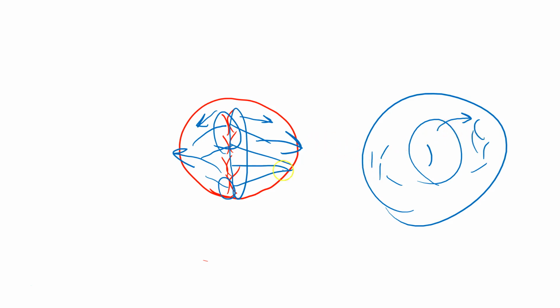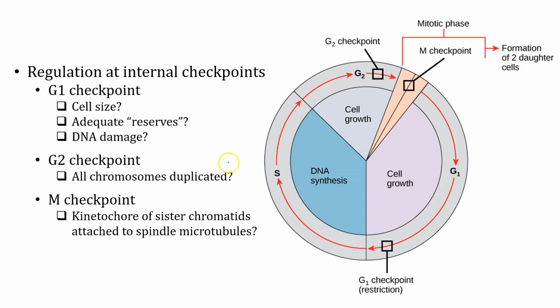So that's a pretty important thing to make sure that all of the sister chromatids are attached to the kinetochore, and that's going to be one of the things that the cell checks for before it completes this whole mitotic phase. And if there's any one of these checkpoints where the criteria are not met, boom, the cell is turned off. It undergoes programmed death, known as apoptosis.